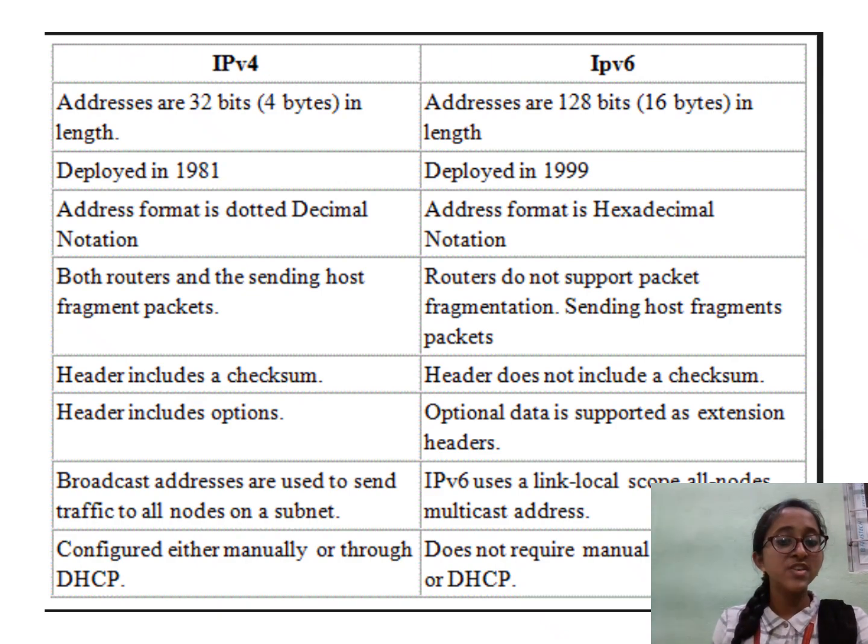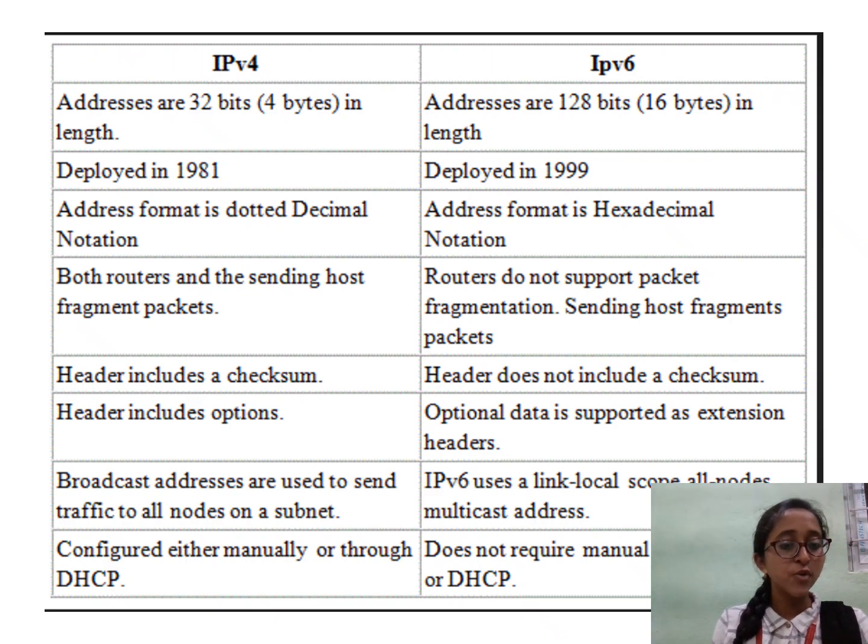Comparison of IPv4 and IPv6. IPv4 addresses are 32 bits in length. IPv6 addresses are 128 bits in length. IPv4 was deployed in 1981. IPv6 was deployed in 1999. IPv4 address format is dotted decimal notation. IPv6 address format is hexadecimal notation.